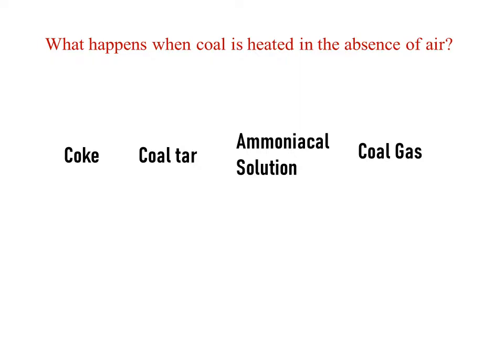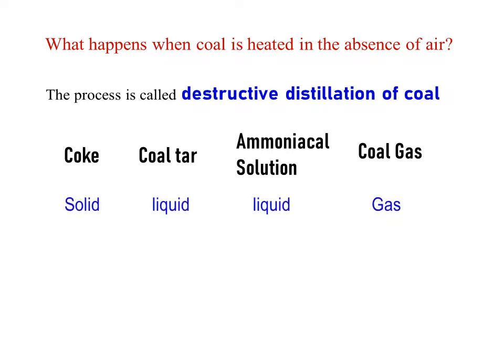Destructive distillation of coal leads to the formation of coke, coal tar, ammoniacal solution, and coal gas, forming one solid, two liquids, and one gas. So when coal is heated in the absence of air, that leads to the formation of coke, coal tar, ammoniacal solution, and coal gas. The process is called destructive distillation of coal, and it forms one solid substance, two liquid substances, and one gaseous substance.